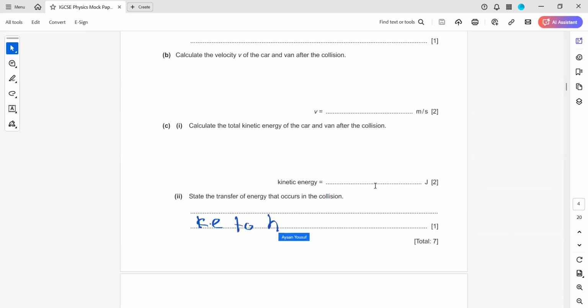State the transfer of energy that occurs in the collision. So kinetic energy is converted into heat and elastic strain. Why? Because when objects collide, they deform. So deformation is there. So kinetic energy is converted into elastic strain, and you can say kinetic energy is converted to heat and strain energy, or elastic strain energy.